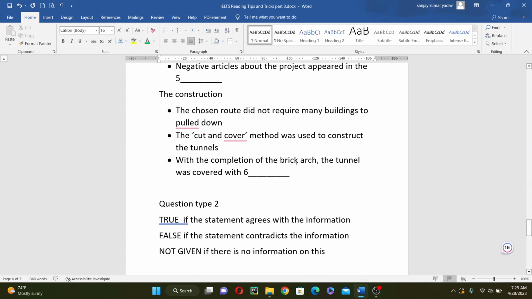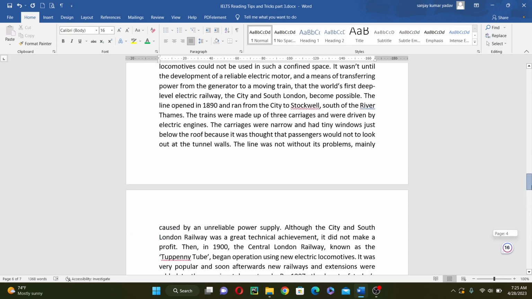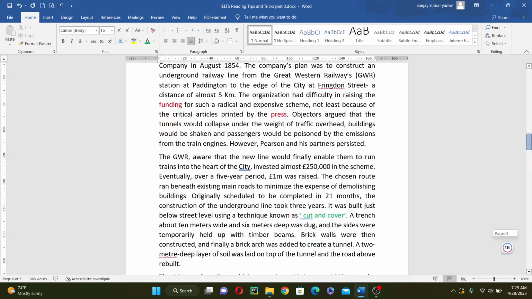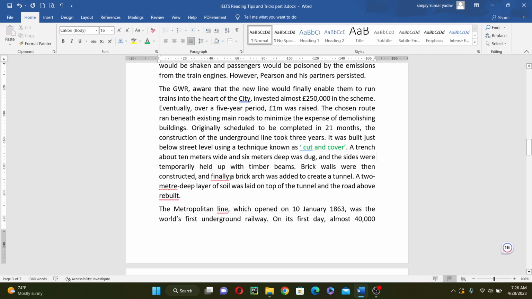With the completion of the brick arc, the tunnel was covered with dash. So something was used to cover the tunnel. So what was that? And it's talking about the brick arc, right? It's talking about the arc. So let's move to this point. A trench about 10 meters wide and 6 meters deep was dug, and the sides were temporarily held up with timber beams. A brick wall was then constructed, and finally a brick arc was added.